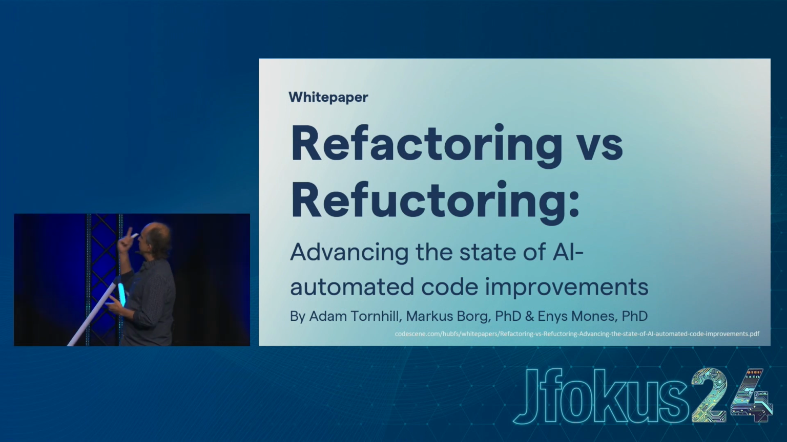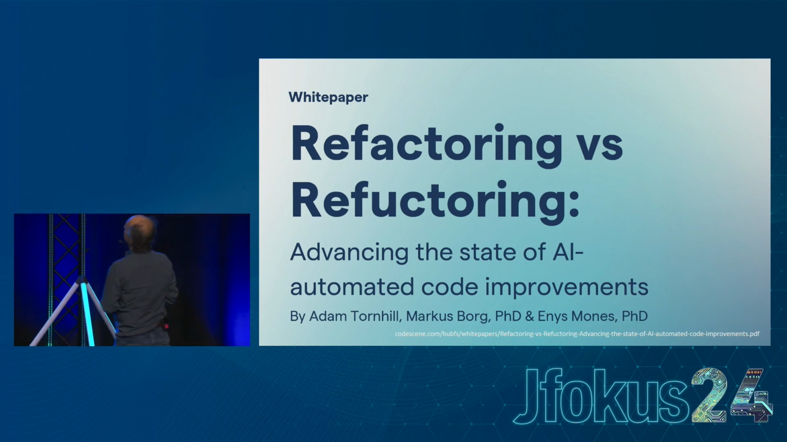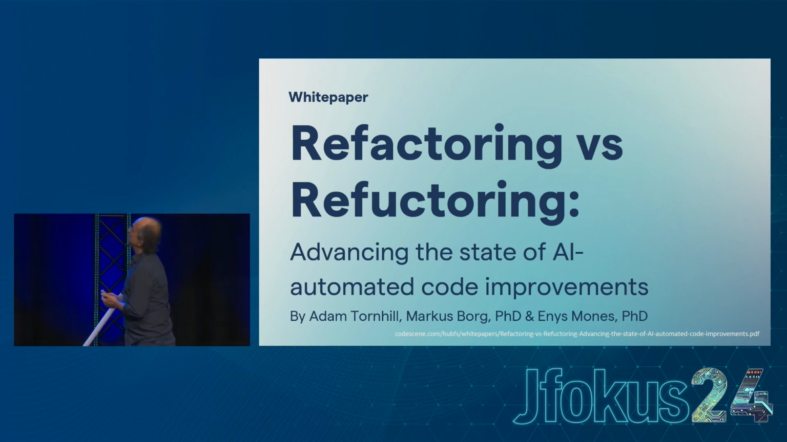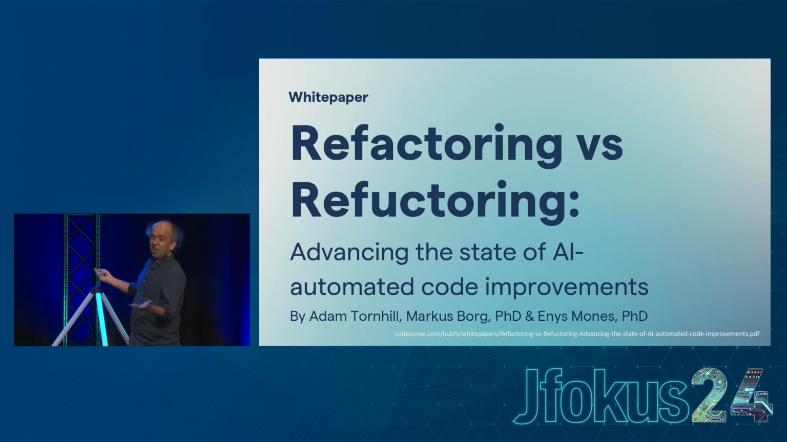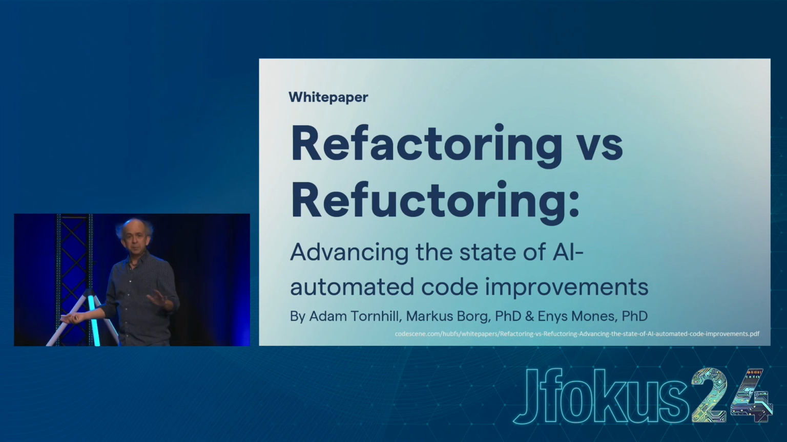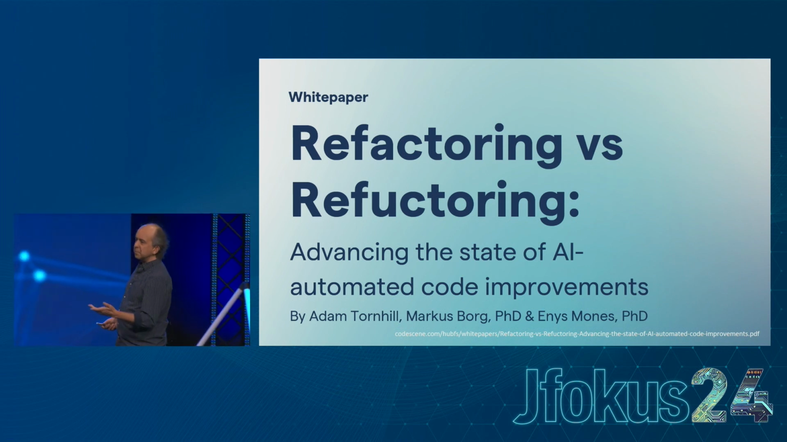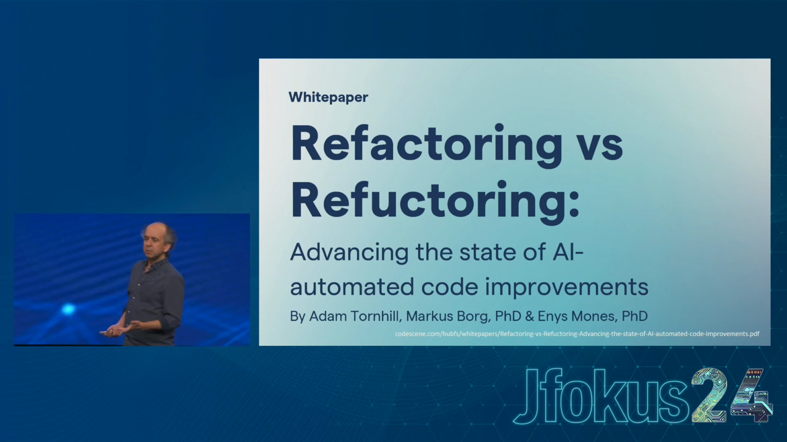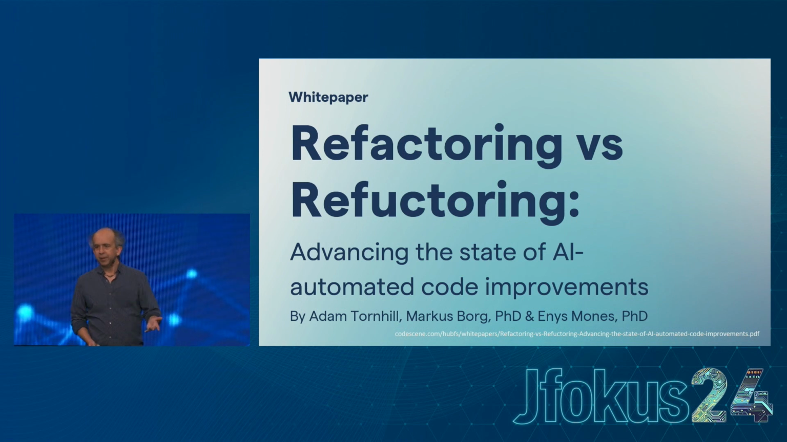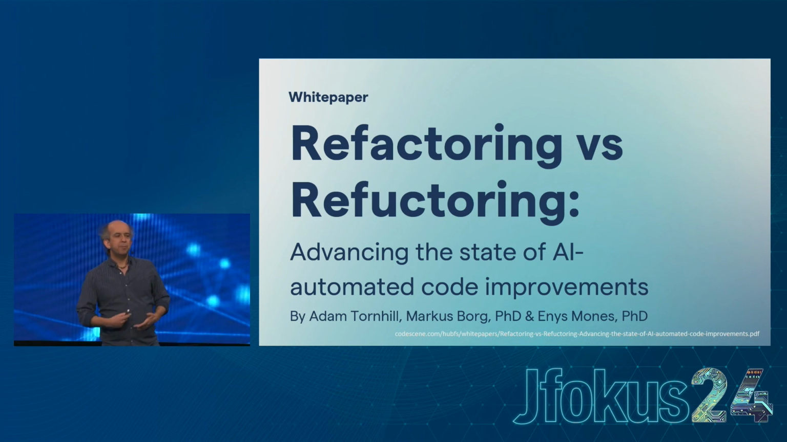Adam and colleagues, Markus Borg and Enys Mones, recently published this white paper, Refactoring vs Refactoring. Honestly, one of the best titles I've seen for a white paper for a while. Advancing the state of AI automated code improvements. Yes, I'm going to mention AI, because are you even doing a talk in 2024 if you don't say something about AI? But I want to bring a different perspective on it. Not the individual perspective. I want to bring you the statistical perspective.